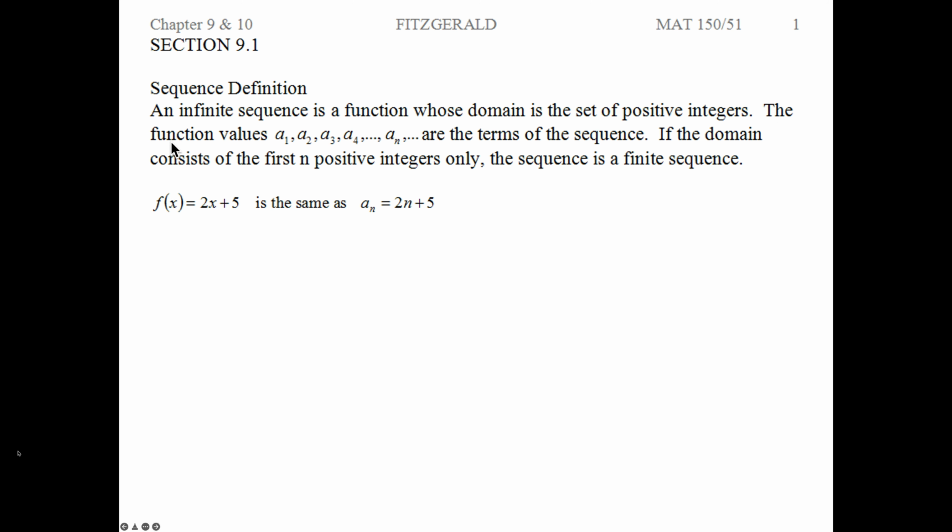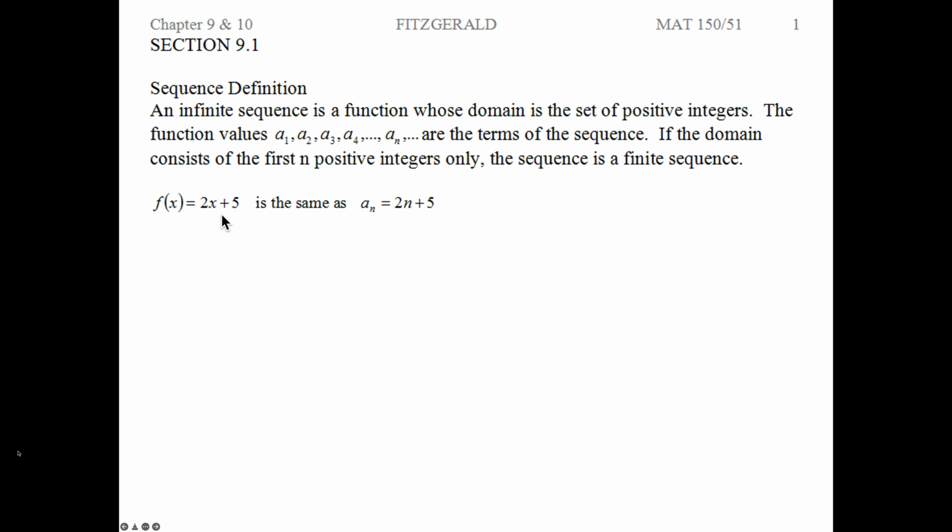So the function values are a sub 1, a sub 2, a sub 3, a sub 4 to a sub n. So we're going to change our function notation to represent a sequence. So if the domain consists of the first n positive integers only, the sequence is a finite sequence. So we can go on forever or we can end.